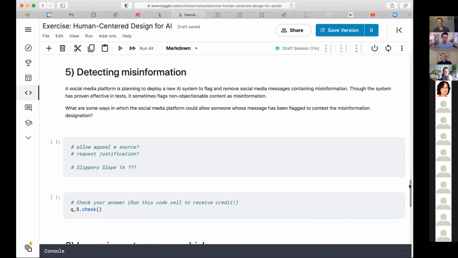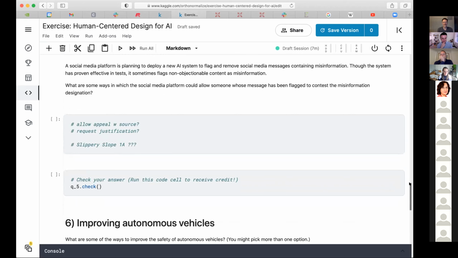Number 5, detecting misinformation. You have a social media platform planning to deploy a new AI system, flagging and removing social media messages that contain misinformation. The system has proven effective in tests. It sometimes flags non-objectionable content as misinformation. What are some ways in which a social media platform could allow someone whose message has been flagged to contest the misinformation designation? Interestingly, they don't identify what social media platform they're talking about here. I guess we can leave it to the imagination of the person answering the question.